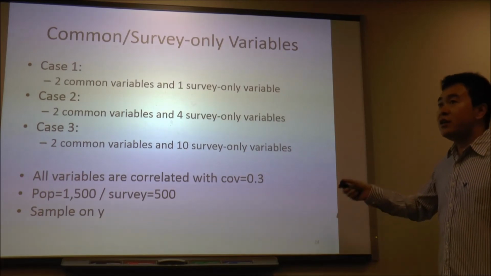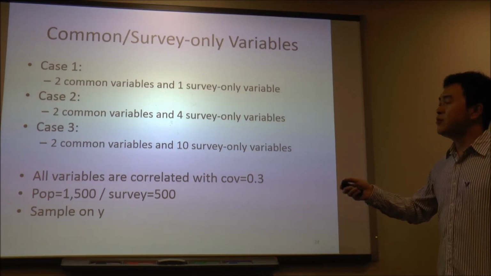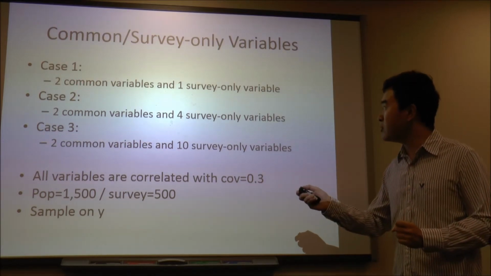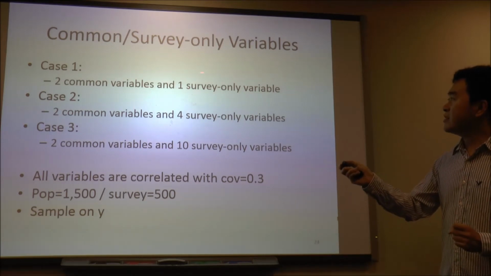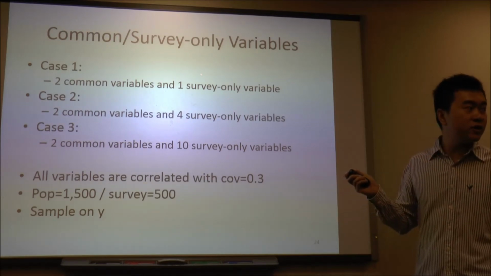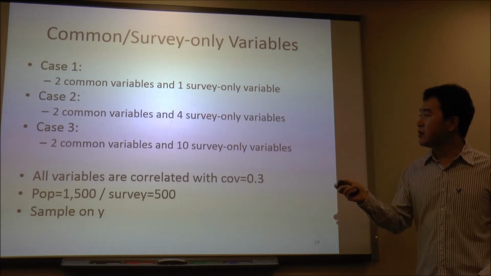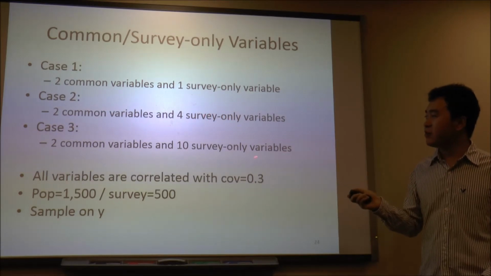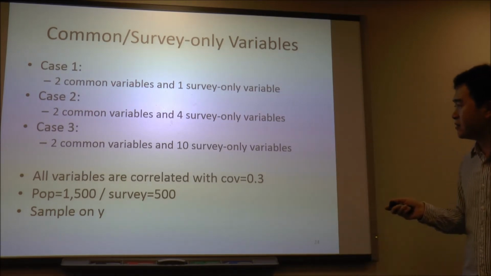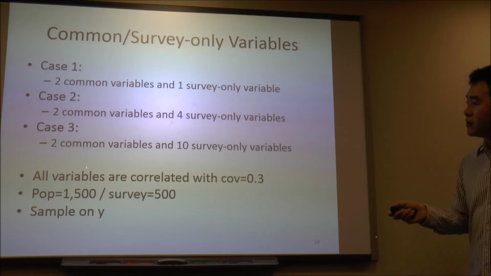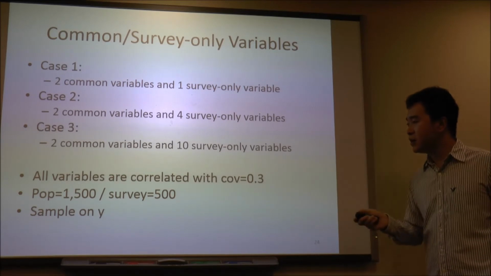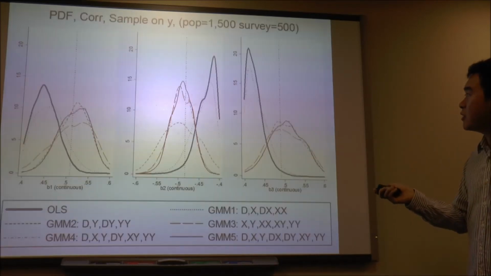Alright, and then we want to further extend the model to make it more realistic, so that we again have information from two variables in the model. We want to extend to the case where there is an actual variable that we don't have any information about from the population data, and there are 4 survey-only variables, and then 10 survey-only variables that we don't have any information about. I assume all the variables are correlated, set the population and survey observations like this, and I'll show you the results on sampling on Y.